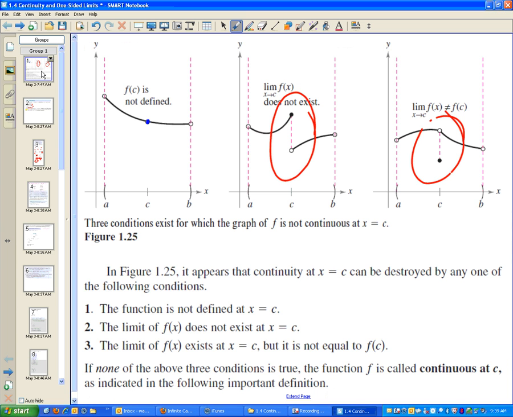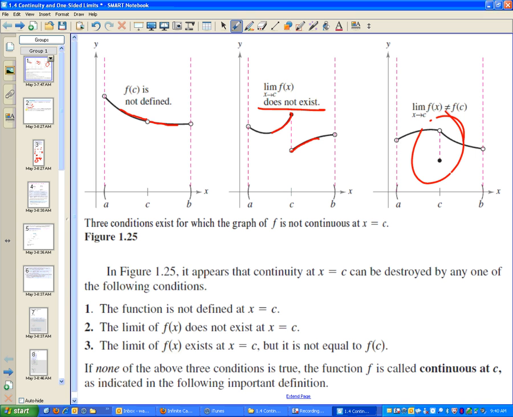Go back to this one. All right, look at the middle one. As x approaches c from the left, we get that y value. As x approaches c from the right, we get a different y value, so the limit does not exist. But look at case 1. As x approaches c from the left, we get that y value. As x approaches c from the right, we get the same y value. They're approaching the same y value from the left and from the right. So that limit does exist, doesn't it?